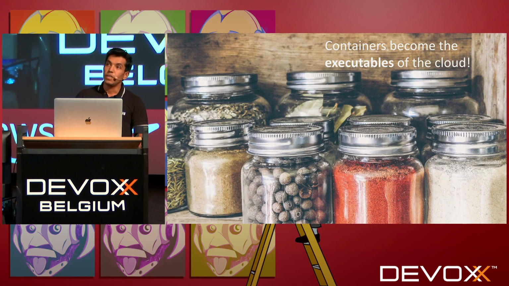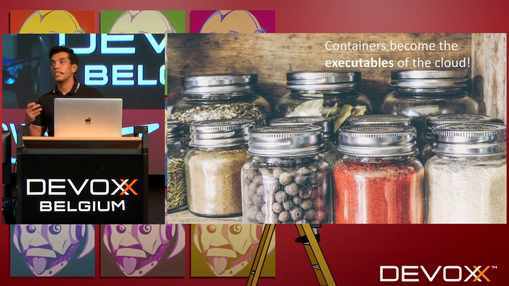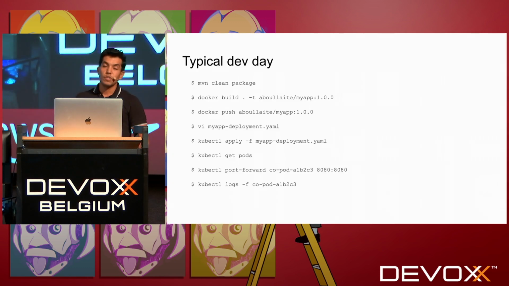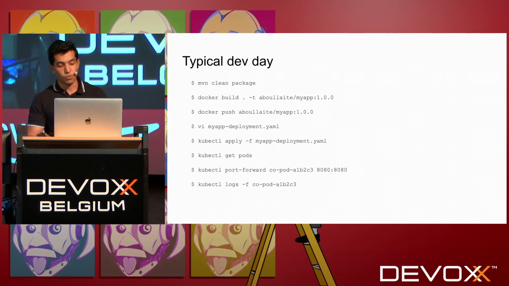And containers came, and they changed the way we develop, architect, and deploy our applications to become the executable of the cloud. However, containers don't necessarily make it easier, especially for development. They added a kind of layer of abstraction, making our typical workday look something like this. So for a single verification, for a simple test, we need to do all these steps to verify that the code we wrote is doing what it needed to do.